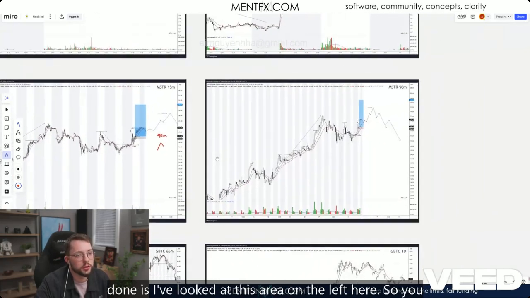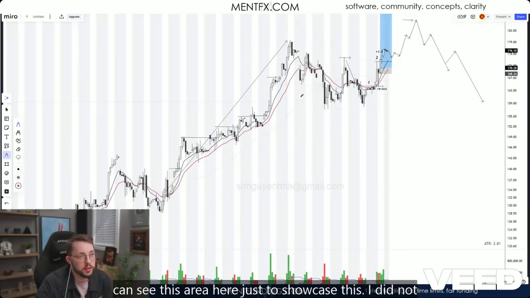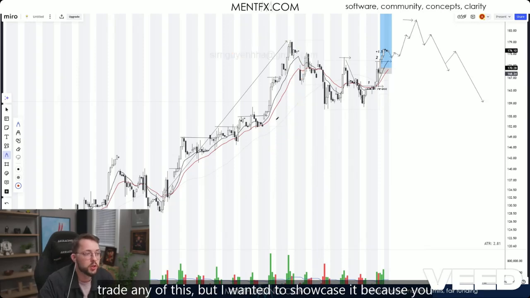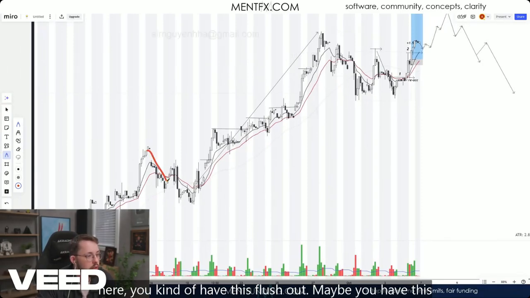Now, what I've also done is I've looked at this area on the left here. So you can see this area here just to showcase this. I did not trade any of this, but I wanted to showcase it because you have the same thing. If you pay attention to what's going on here, you kind of have this flush out. Maybe you have this buildup of accumulation MBs here.